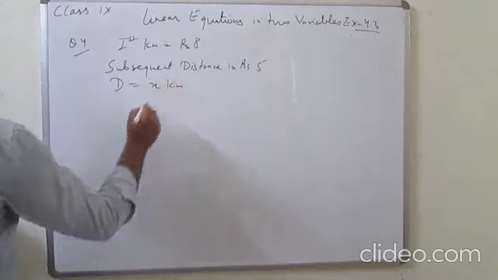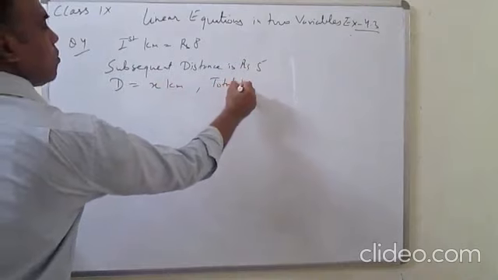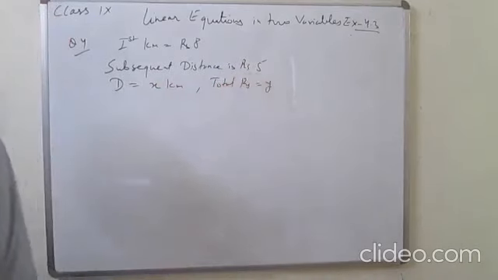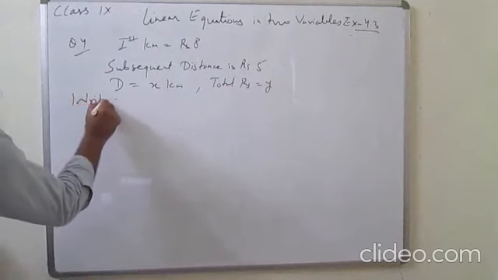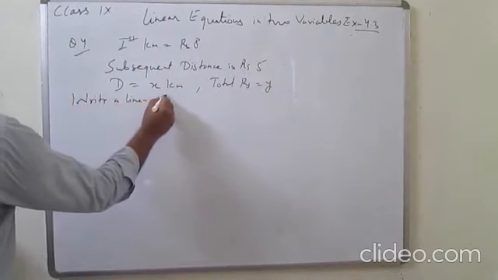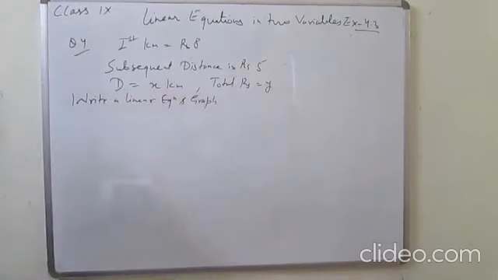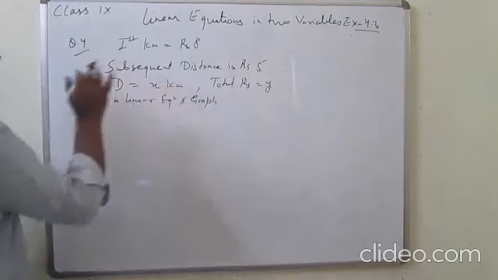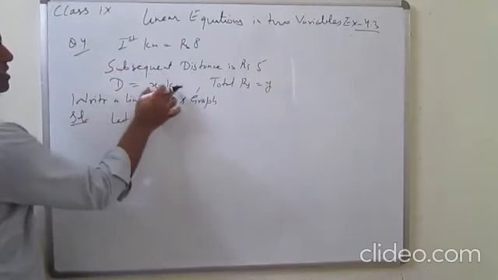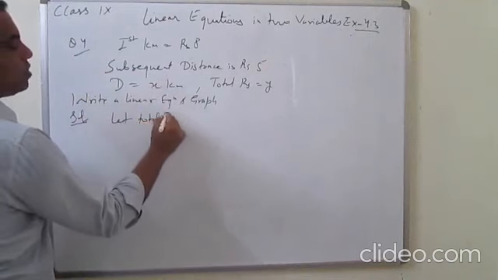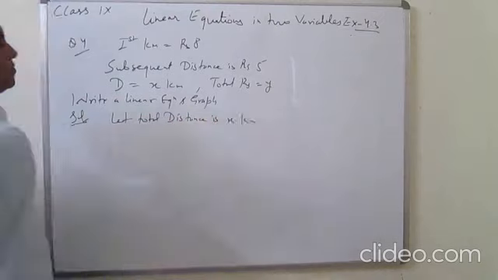Taking the distance x kilometer, and total rupees is equal to y. Write a linear equation and graph. See here, let the total distance is x. Total distance क्या है? Total distance is x kilometer.